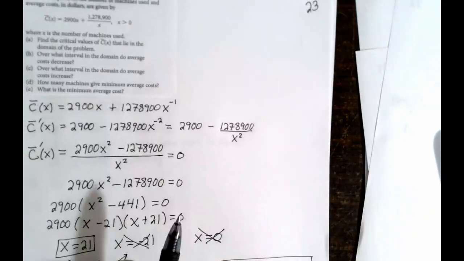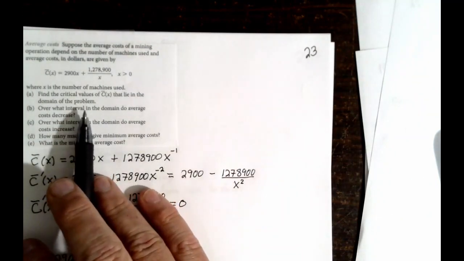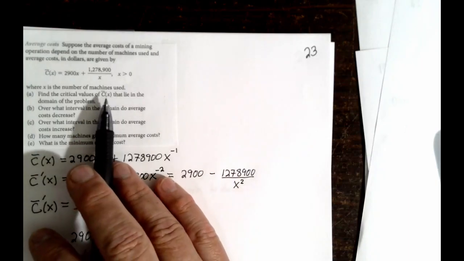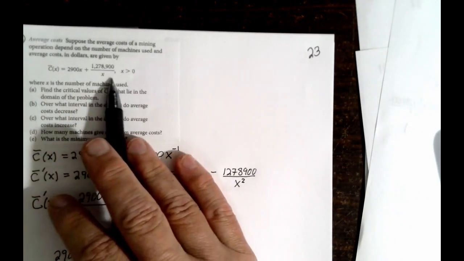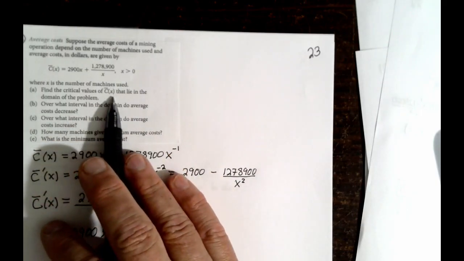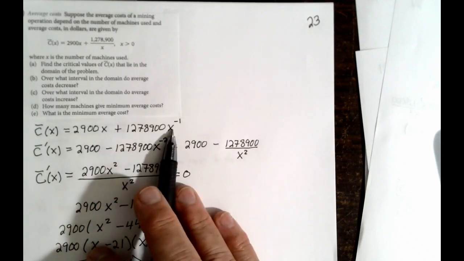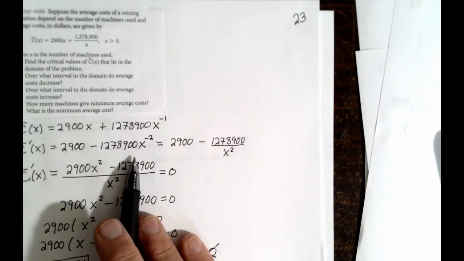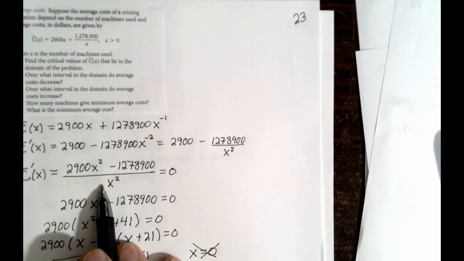All right, 54. They give you the average cost of mining operations, which depends on the number of machines used, and the average costs in dollars are given by this, where x is positive. It says find the critical values of that function. So I rewrote the function this way so it would be easier to take the derivative. And then I simplified it and wrote it all as one big fraction.